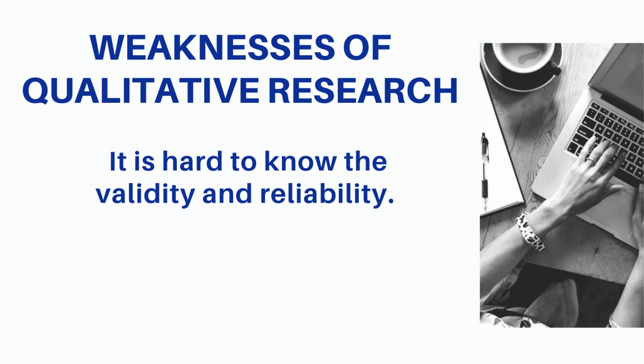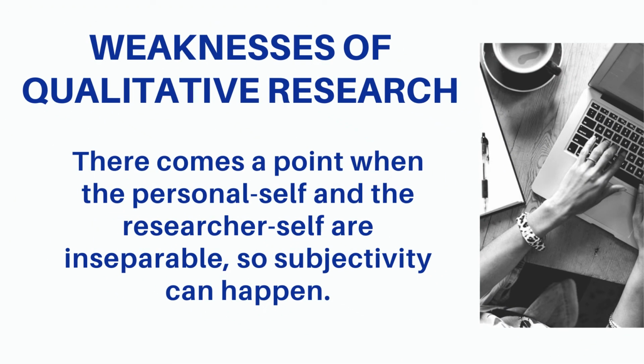After a year, if the data is still low, then the instrument is reliable because the data did not change through time. Number 3, there comes a point when the personal self and the researcher self are inseparable, so subjectivity can happen. Now, to prevent this, the researcher must identify his or her personal values, assumptions, and biases.